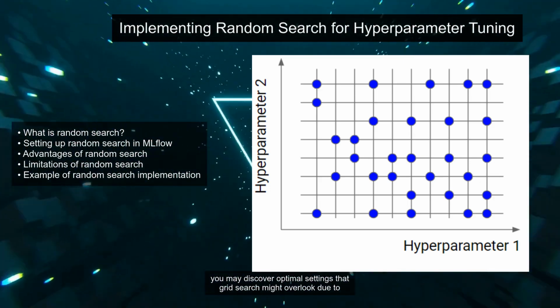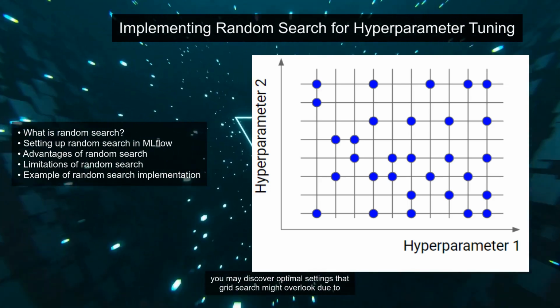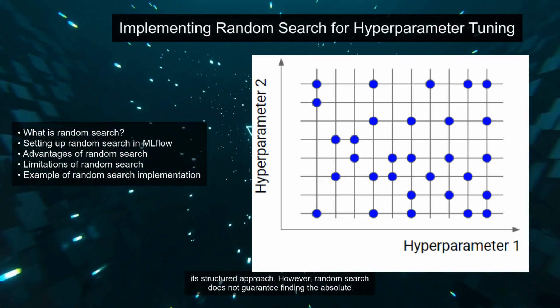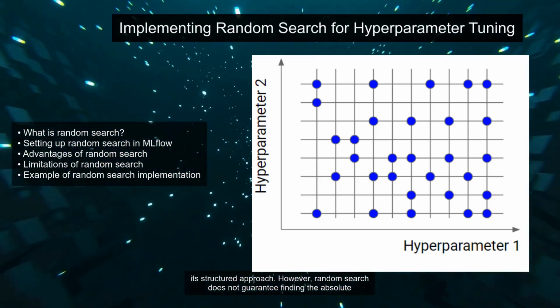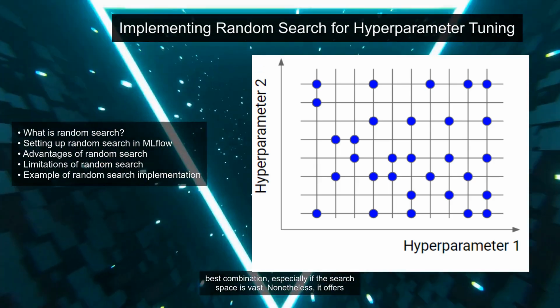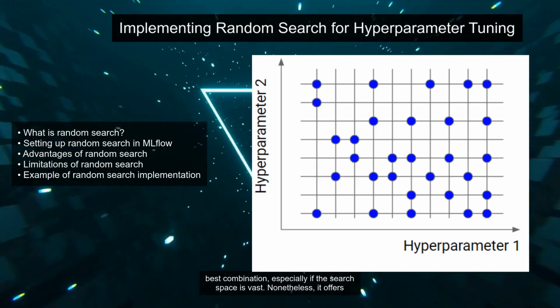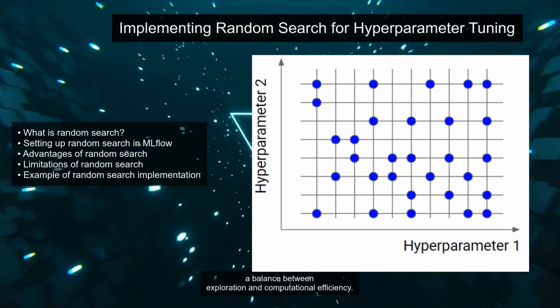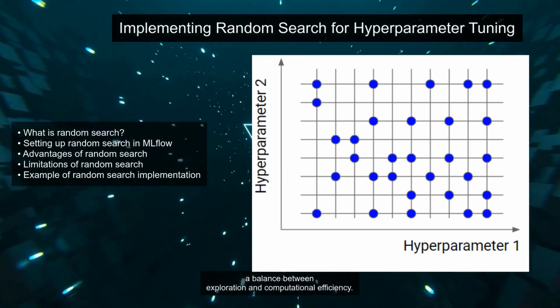By randomly sampling different combinations, you may discover optimal settings that grid search might overlook due to its structured approach. However, random search does not guarantee finding the absolute best combination, especially if the search space is vast. Nonetheless, it offers a balance between exploration and computational efficiency.